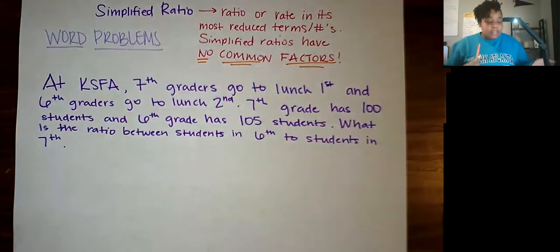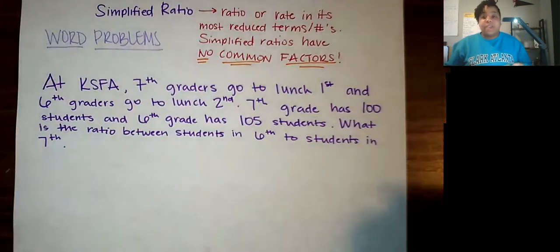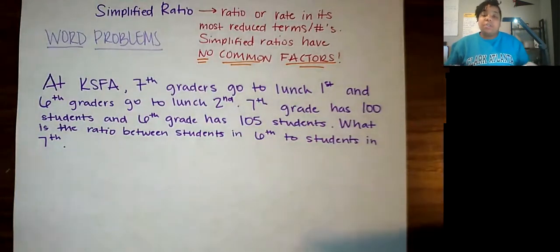It says at KSFA, seventh graders go to lunch first, sixth graders go to lunch second. Seventh grade has 100 students, sixth grade has 105 students. What is the ratio between students in six to students in seven?